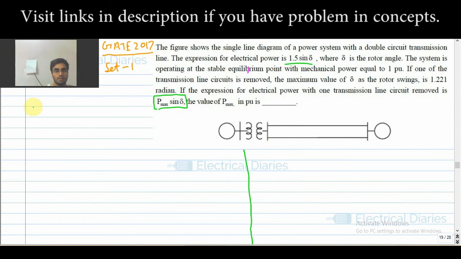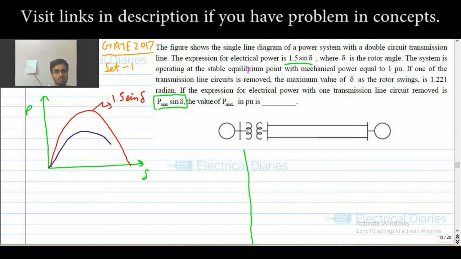Okay, so it's given to us as, now let me draw from the equilibrium criteria. We can draw the curve. This is your load angle, this is your P. So initially you are given, let me say, this curve. It's given as 1.5 sin delta, and after the removal of one of the lines, your curve will reduce to this thing. Let me say this is P max sin delta, and in this expression you have to find this P max. Okay, so that is the question.